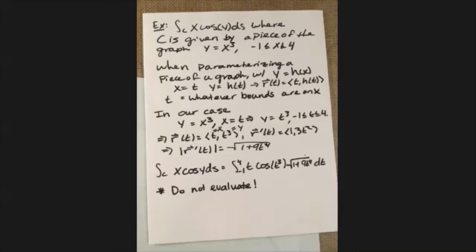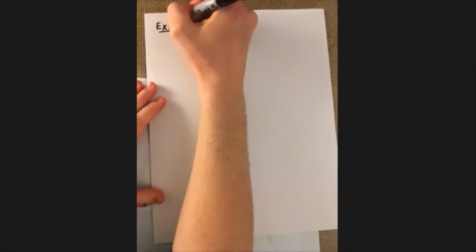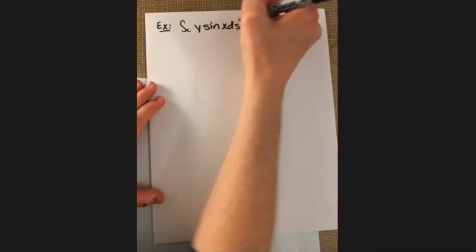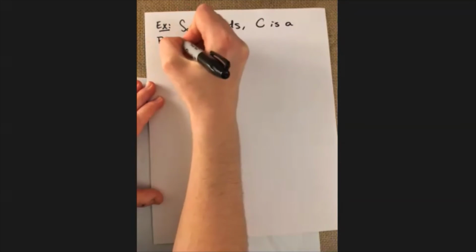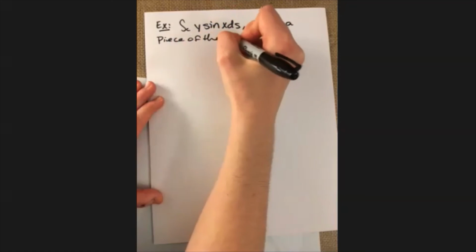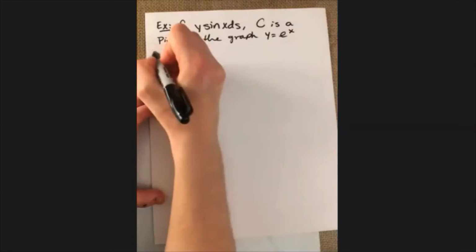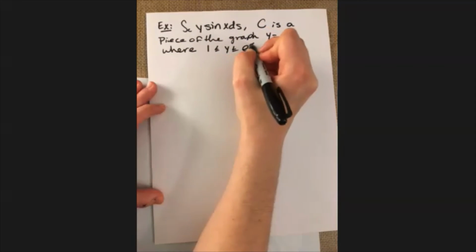Okay, so that's pretty much it for that example. Let's do one more. For this one, we're integrating over a curve C, y sine of x ds, where C is a piece of the graph y is equal to e to the x, where 1 is less than or equal to y less than or equal to e to the 3.